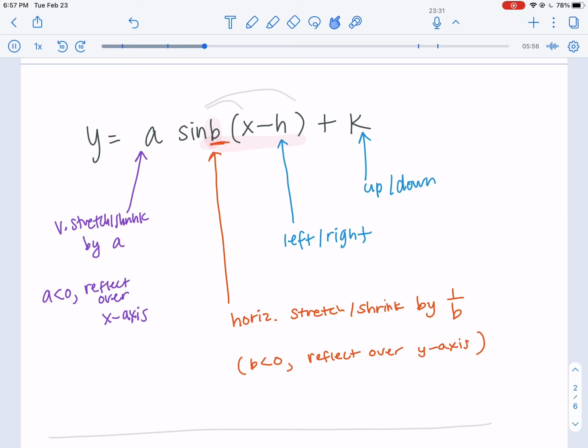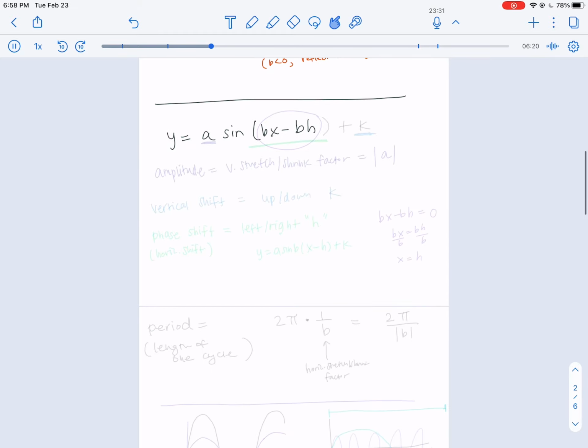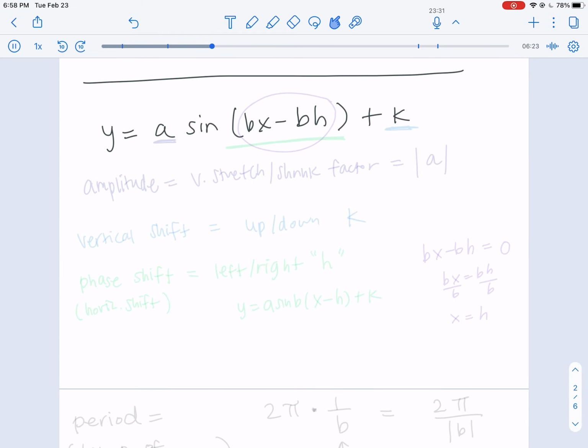Nod your head if it's kind of coming back to you, right? We've done this for the other different functions. The way that it's going to be given to you, though, instead of the b value being factored out right here, the problems are going to be not factored. So y equals a sine of, if I multiply that out, bx minus bh plus k. This is the format that you're going to see the problems given in, and then you can go about it differently. You can either write it so that the b is factored out and you see the h and k right away, or you can use a different approach for the horizontal shifts.